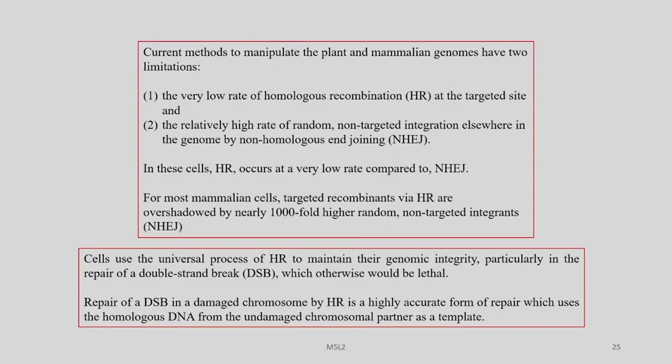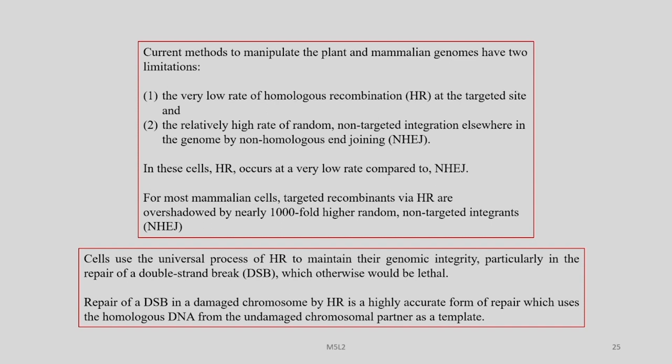targeted gene replacement. The current methods to manipulate plant and mammalian genomes have two limitations: the very low rate of homologous recombination at the targeted site and the relatively high rate of random non-targeted integration elsewhere in the genome by non-homologous end joining. In these cells, homologous recombination occurs at a very low rate compared to the NHEJ. For most mammalian cells, targeted recombinations via homologous recombination are overshadowed by nearly 1000-fold higher random non-targeted integrants.